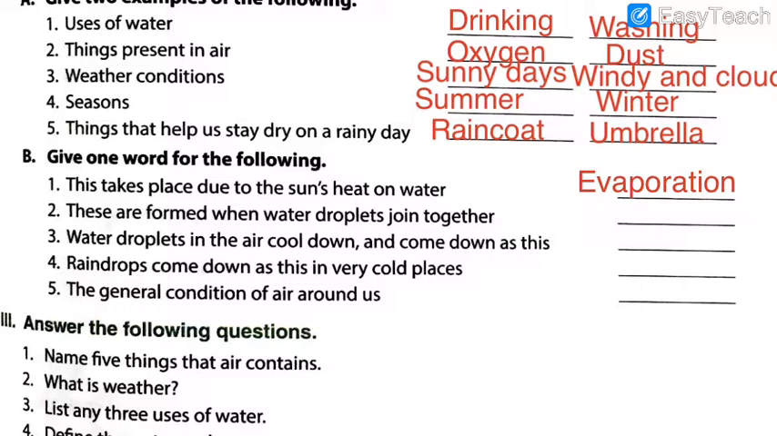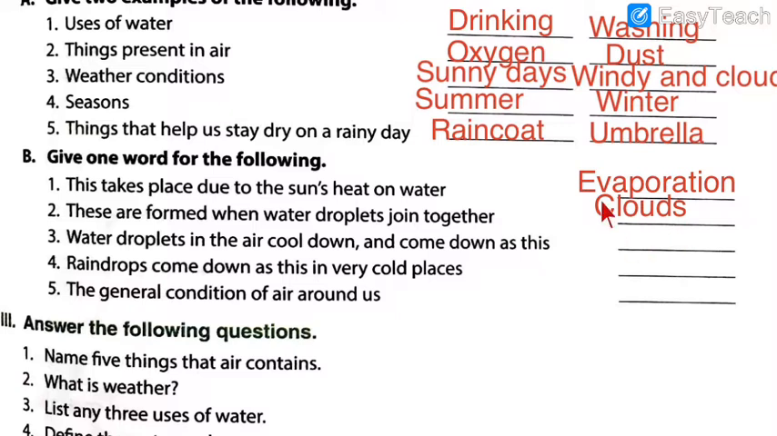5, 4, 3, 2, 1, 0. What is the answer? I suppose that you should have got the answer by now. The answer anyways is clouds. Clouds are formed, right? So when the water droplets become too heavy to stay in the clouds, then it comes down in the form of rain and somewhere in the form of snow.